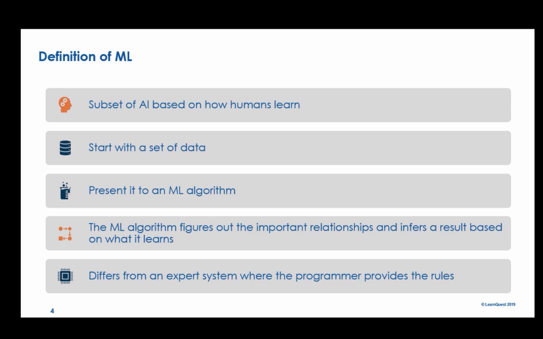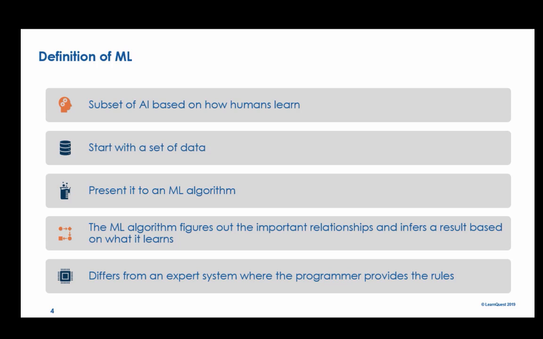It starts with a set of data. You present that data to an ML algorithm. The ML algorithm figures out the important relationships and infers a result based on what it learns. And this fundamentally differs from an expert system where the programmer provides the rules.